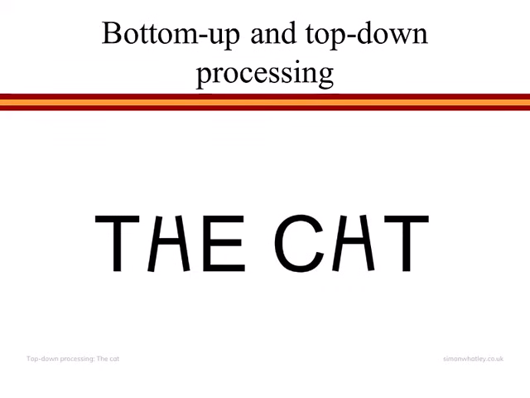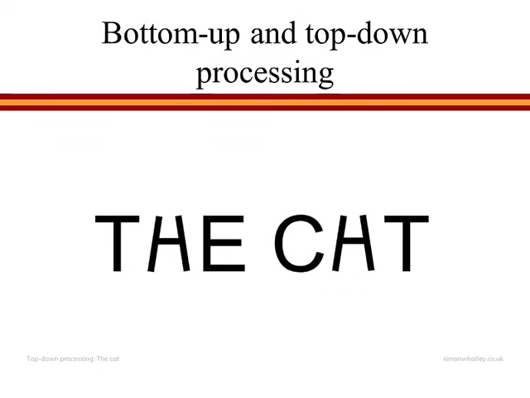As another example, here is some text. Can you read what it says? My guess is that most of you probably had no trouble reading these two words, the cat. To do so, you had to rely on both bottom-up and top-down processing. Your brain received information about the literal shapes on the screen and then tried to interpret or make sense of these shapes. That's bottom-up processing.